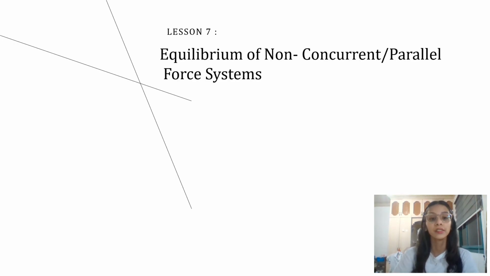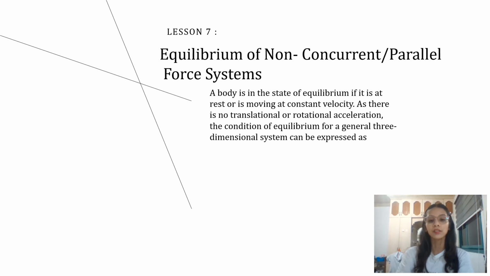For our lesson number 7, we have the equilibrium of non-concurrent or parallel force systems. A body is in the state of equilibrium if it is at rest or moving at constant velocity. As there is no translational or rotational acceleration, the condition of equilibrium for a general three-dimensional system can be expressed as summation of moment at A equals 0, or summation of Fy equals 0.